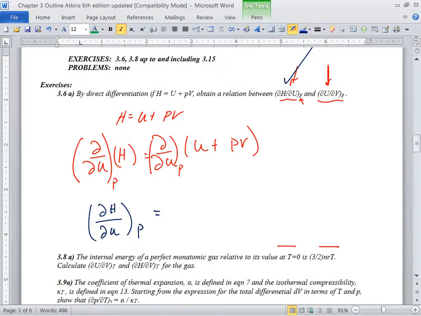So if I take the partial of U with respect to U at constant pressure, you just get 1. So that's just going to be 1 plus. Now, P is constant, so how would you write this next part? Plus P times the partial of V with respect to U at constant pressure. That's it. Right?